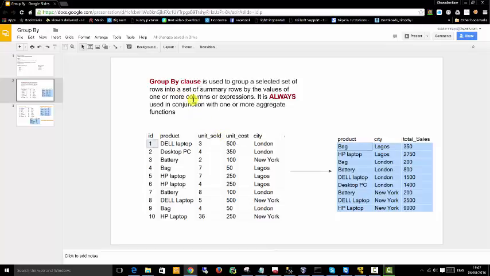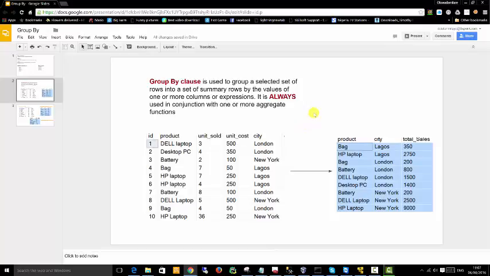So the definition says group by clause is used to group a selected set of rows into a set of summary rows by the values of one or more columns or expressions. Then it says it is always used in conjunction with one or more aggregate functions. You see, we can best understand this by demonstration, right? So we're going to demonstrate that.